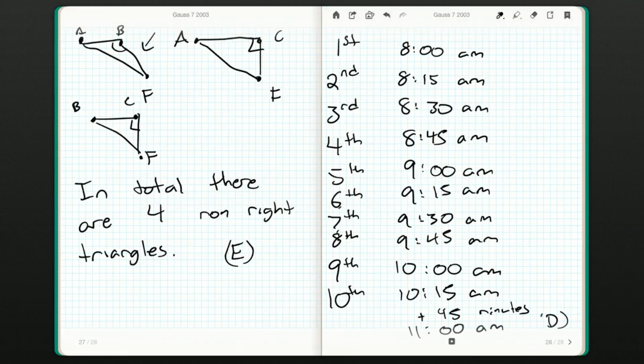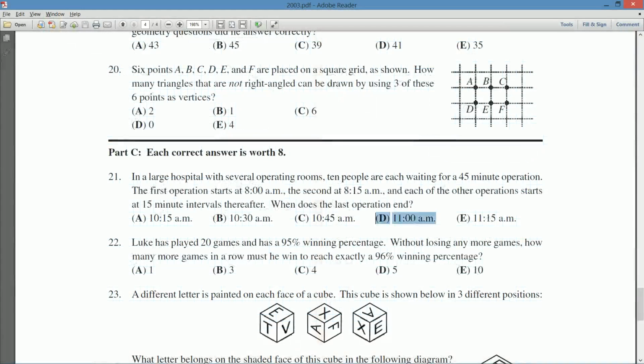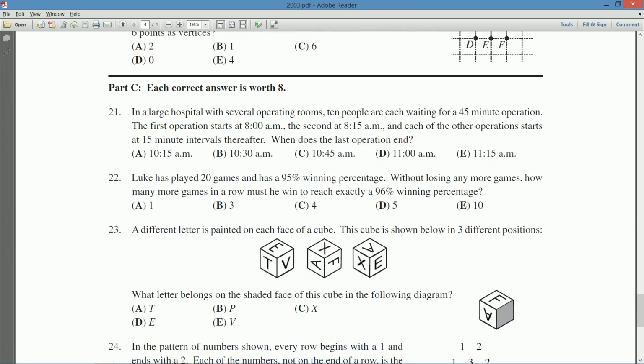And I believe that was D. Let's just double check. D, 11 a.m. That's when this final operation is going to finish. Okay? So that was question number 21.